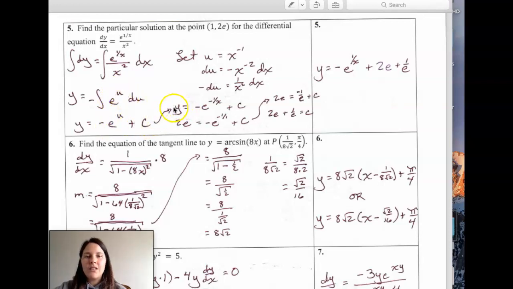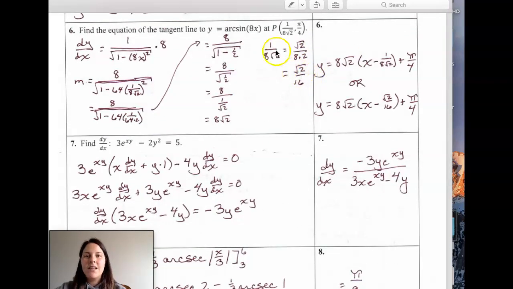So then we go over here, substitute back for x, that negative 1 over x, and then replacing x and y with those values from our point. So x becomes 1, y becomes 2e. We end up with negative 1 over e, this negative exponent moves it to the denominator. Adding that to both sides, that becomes our c. So this gives us our final equation.